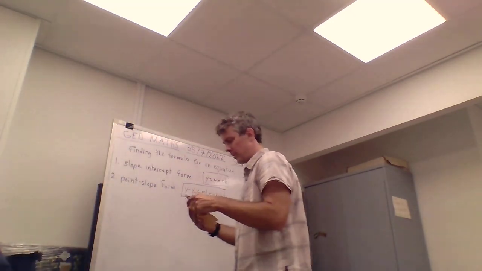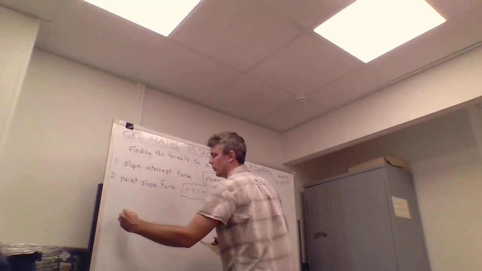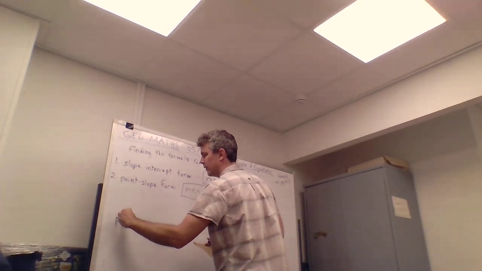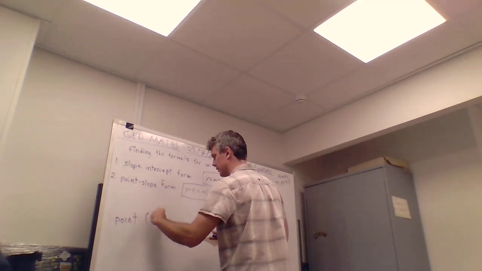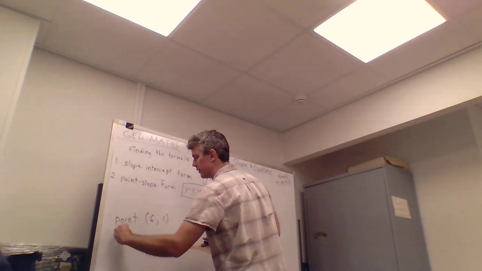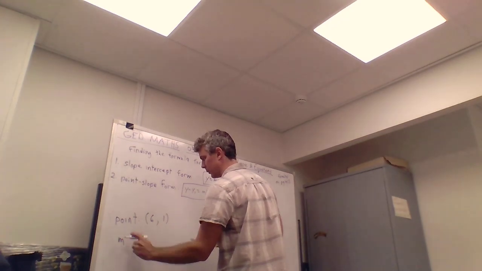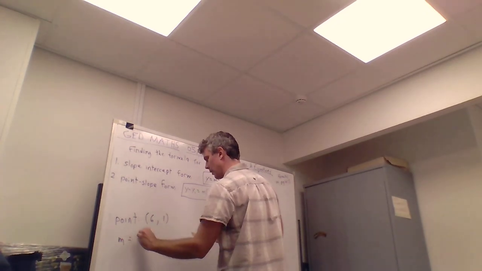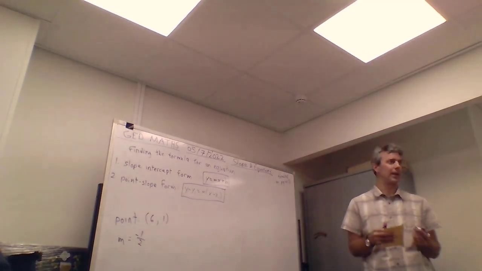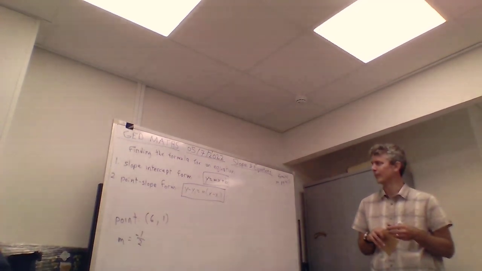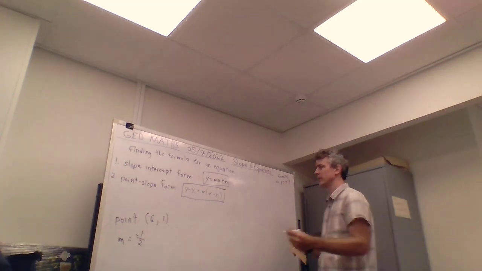Okay, so this time we have the point is 6 and 1, and the slope is, I'll just do equals, negative 1 over 2. Okay? Negative 1 over 2. So we'll do the first one.